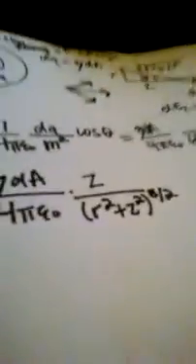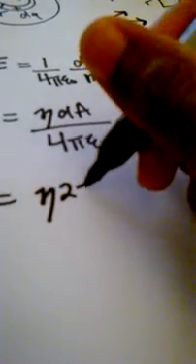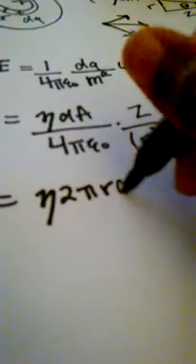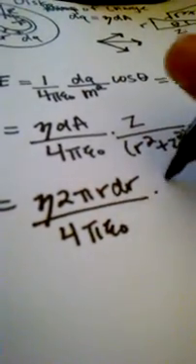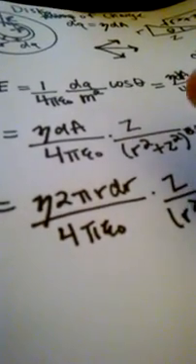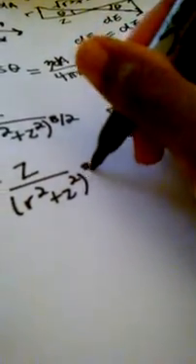And now we're going to simplify this. So we have eta, again, our charge density, times 2 pi r dr, over 4 pi epsilon naught times our z over r squared plus z squared. I'm not paying attention to what I'm doing. I'm going to simplify this even further.